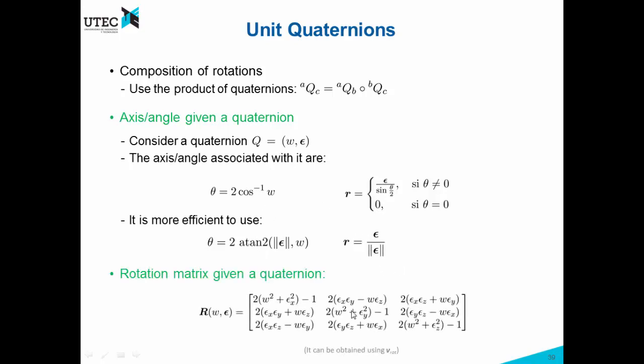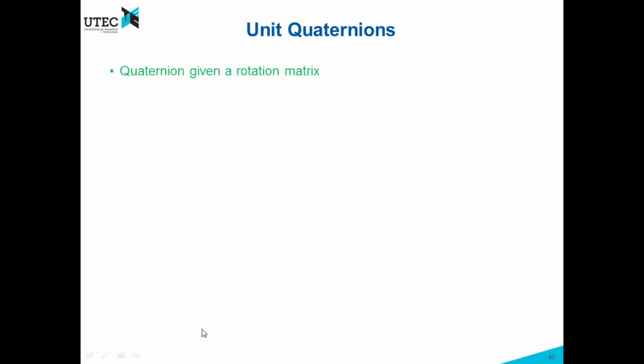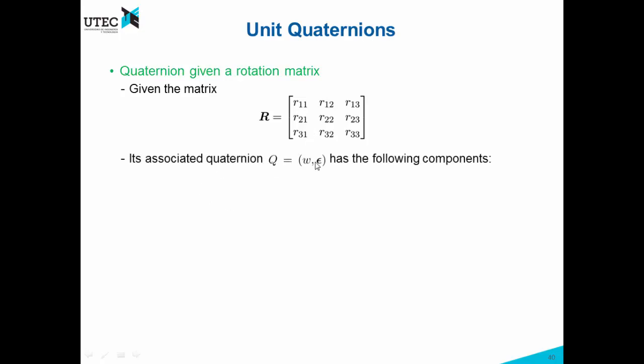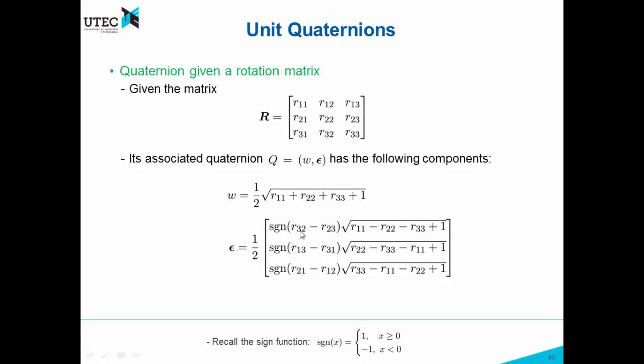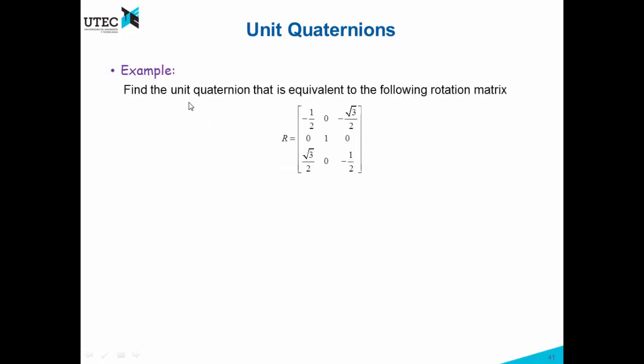The rotation matrix given a quaternion is this one. So in this case, the input is a quaternion and the output is a rotation matrix. If I want the quaternion given a rotation matrix, I have the following problem. Given this matrix, I want the associated quaternion, which will have these 4 components, where this sign is the sign function defined here. Let's find the unit quaternion that is equivalent to the following rotation matrix.